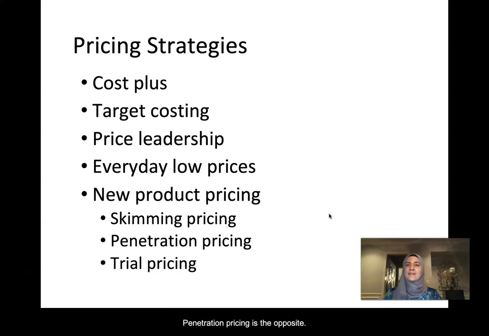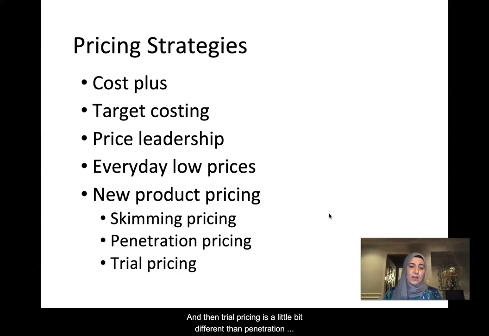Penetration pricing is the opposite. It's when I have a new product that people are not excited about, usually because they just don't know what it is. They've never heard of that product category. And so I price it a little bit lower than I would like to because I want to penetrate the market. I want to try to attract buyers that normally would not pay any attention to me or to my product. And then once I've won them over, I can raise the prices.